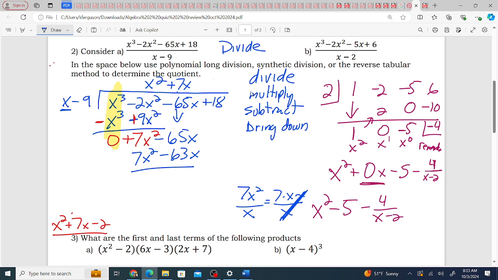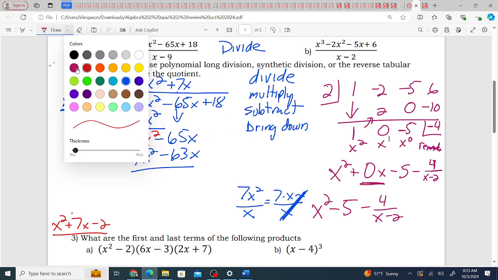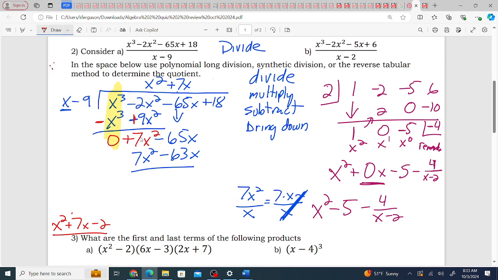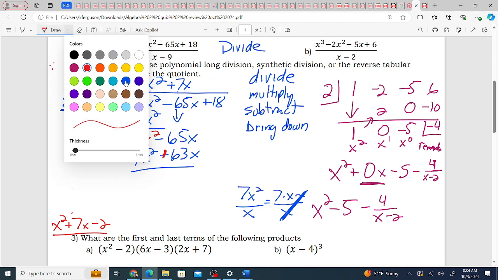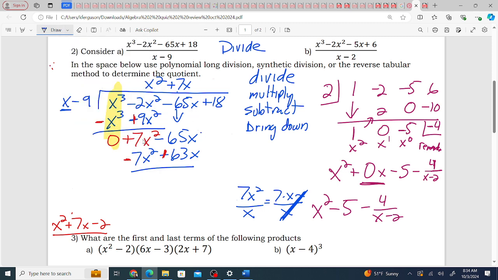So now that was the multiplication step. Now I gotta subtract. That's my next step. So when I subtract, I change the signs on both of the terms I just put down there. So that's a negative 7x squared and a positive 63x. So now I combine positive 7x squared and a negative 7x squared gives me what? Oh, 0. So now my second column is zeroed out. Don't need to worry about the second column anymore.